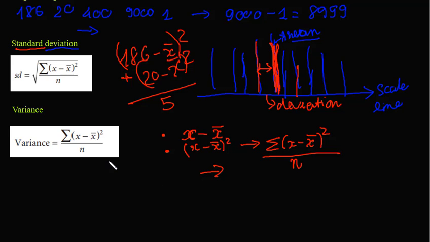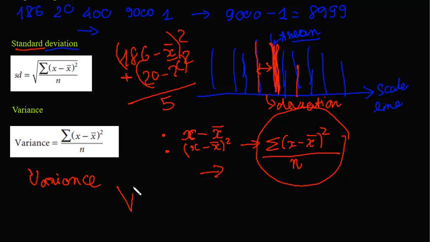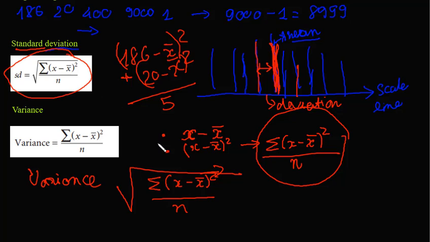After that, we can find the general form for the variance. When we want to find the standard deviation, we just take the square root of the variance: the sum of x minus x bar squared, over n. That's the formula here. So we can find the variance and the standard deviation.